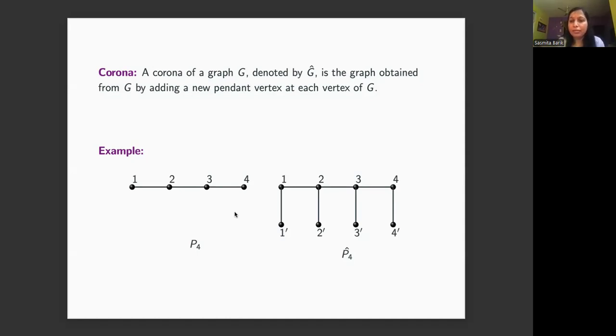This operation I'll use here, because this is one of the important operations related to these graphs with the reciprocal eigenvalue property and its characterization.